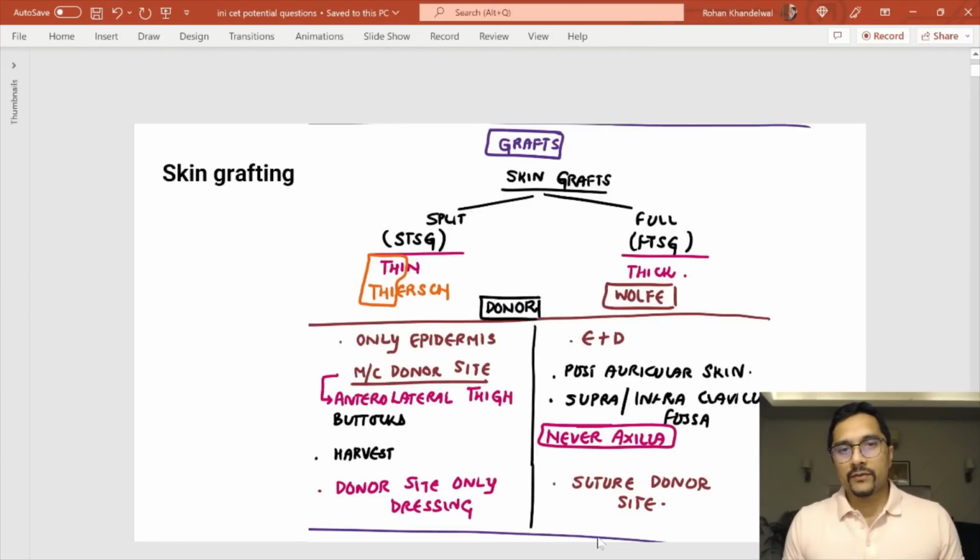You know the basic differences between split thickness skin grafting and full thickness skin grafting. In split thickness skin grafting, epidermis plus some part of dermis is taken, whereas in full thickness skin grafting, the entire epidermis and dermis is taken.